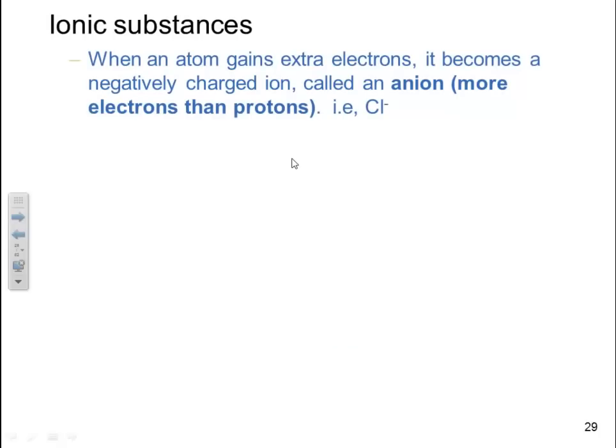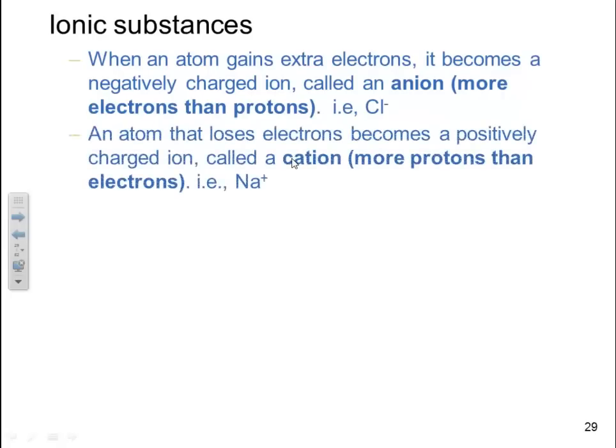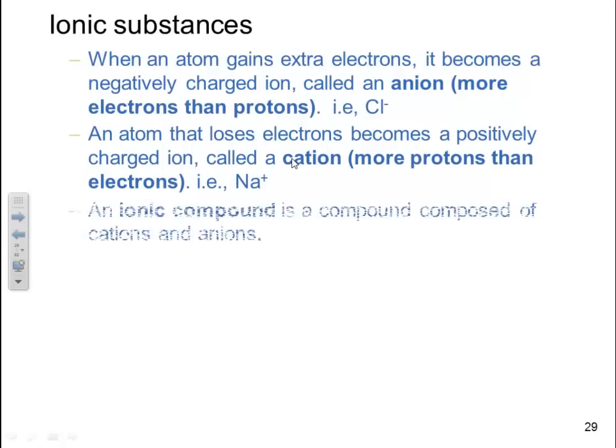When an atom gains extra electrons, it becomes negatively charged, and we refer to that ion as an anion. It has more electrons than protons. So Cl minus is the chloride anion. An atom that loses electrons becomes positively charged and is called a cation, with more protons than electrons. So Na plus is referred to as a cation. An ionic compound is a compound composed of cations and anions.